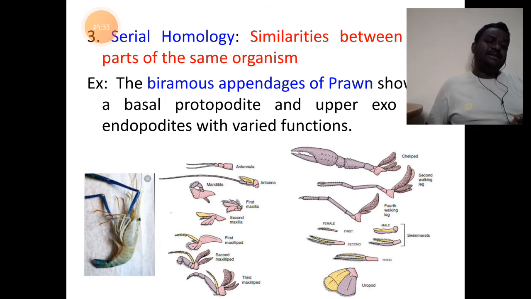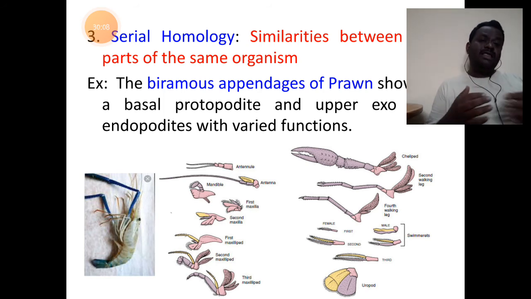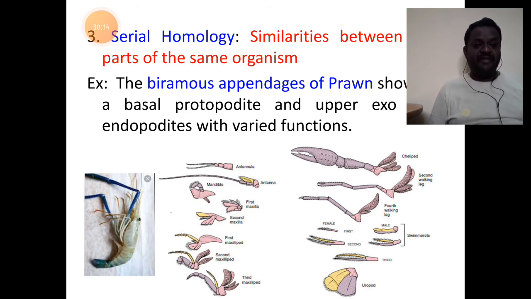All these appendages don't remain the same in function. Each appendage has a different function, but every appendage will have a protopodite, with the exopodite and endopodite structure above it. Slight modifications can be attached to it. So this kind of appendages present in the body of an organism is referred to as serial homology. Serial means one after the other. All the 19 pairs of appendages are modified to perform different functions.